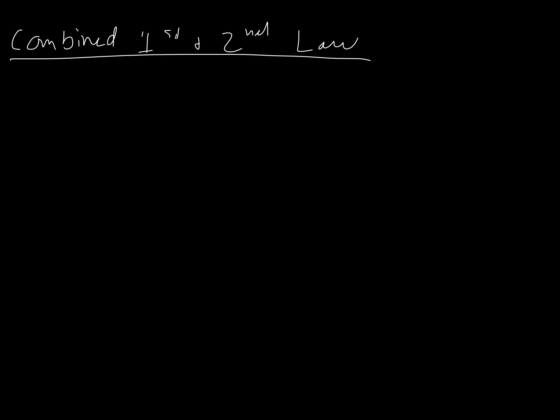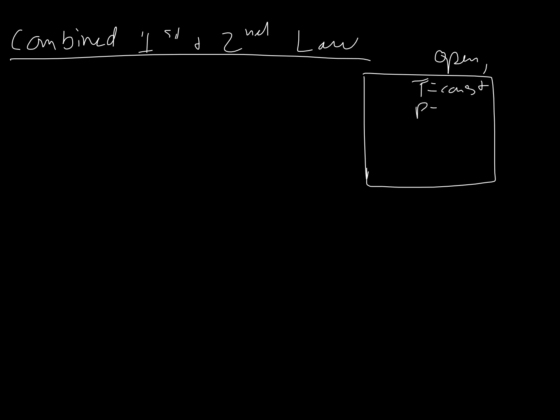Okay, so we're going to construct an open isothermal isobaric system. So temperature is constant, pressure is constant. We're going to have Q, W, and mass flowing into the system. And then we'll also have the PV expansion that comes along with it as well.